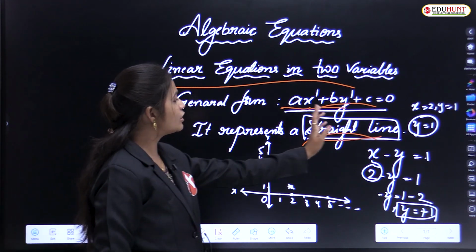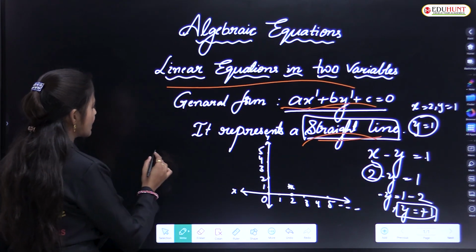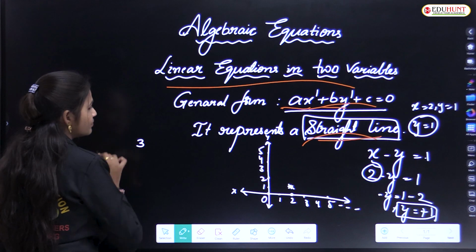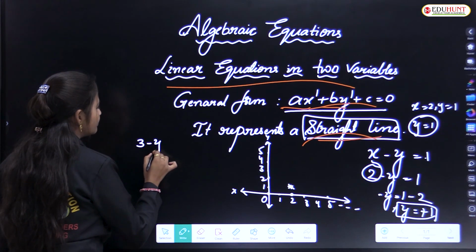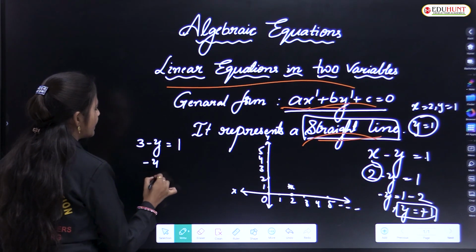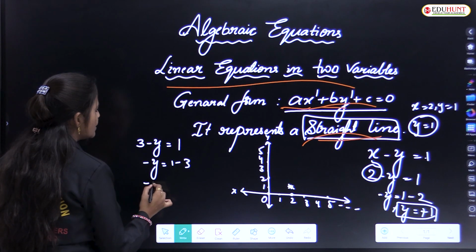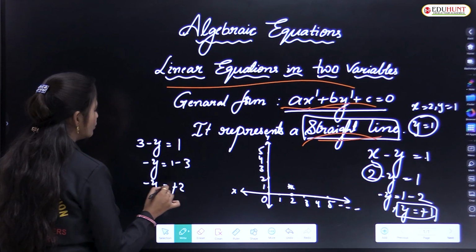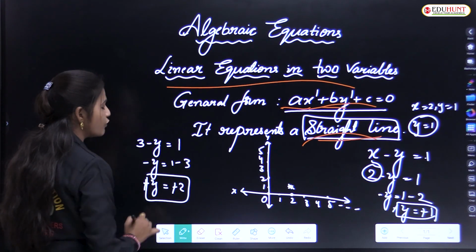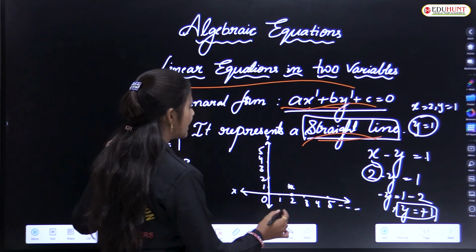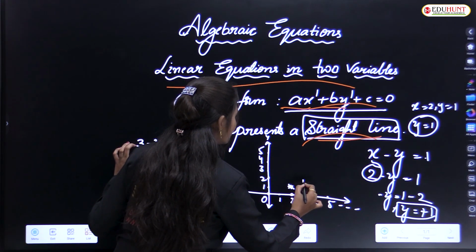Okay, if you substitute any other number in place of x, so x is equal to 3, then what is the value of y? 3 minus y is equal to 1. So minus y is equal to 1 minus 3. So minus y is equal to minus 2. So minus minus gets cancelled, therefore y is equal to 2. So if I take x is equal to 3, then y is equal to 2.